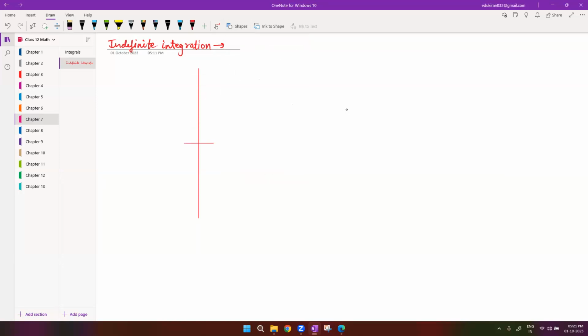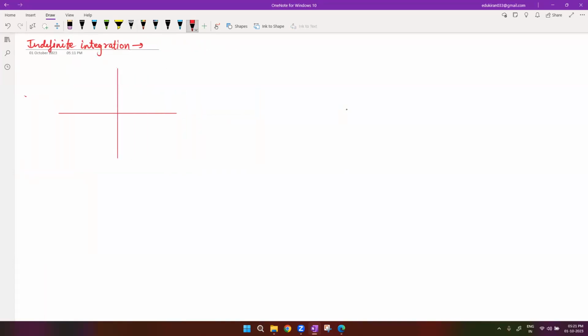So let's say this is a graph, okay, and this is a function on the graph. Let's say this is the function y equals f(x), right? Y equals f(x). Now this function y equals f(x) is represented by this curve, right? And if I want to find out the area under this curve from this portion to this portion.